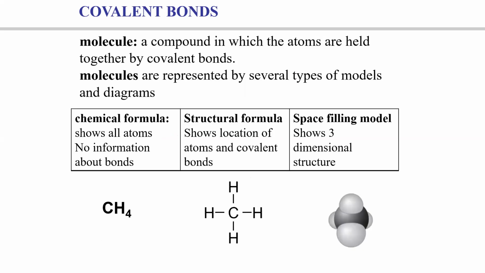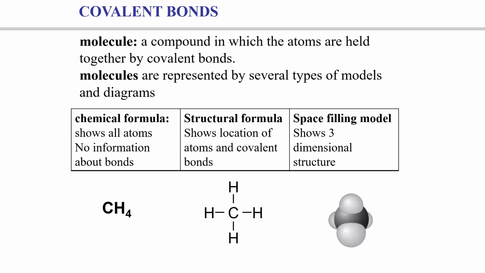We want to do a little sidebar here and talk about some notation that you're going to see. So we've learned already about chemical formulas. A chemical formula shows all the atoms that are present in a compound and tells you how many there are. So this is the chemical formula for methane. And this is telling you that methane has 1 atom of carbon and 4 atoms of hydrogen. The chemical formula doesn't tell you anything about what types of chemical bonds are there or where they are.